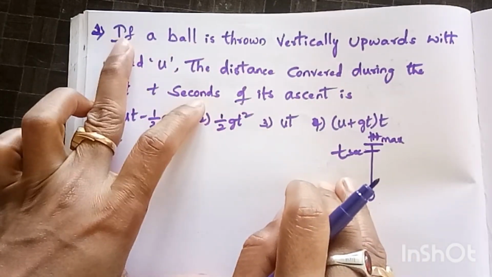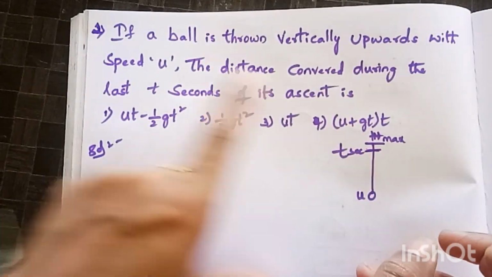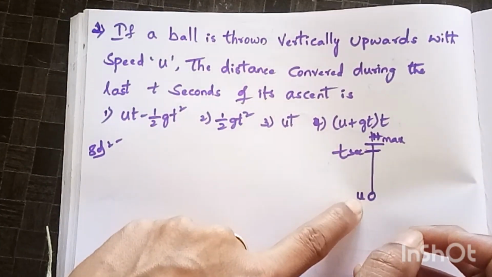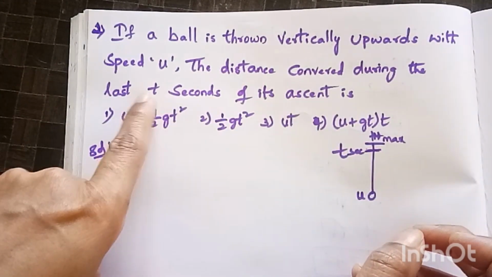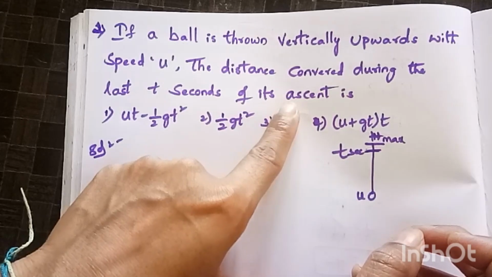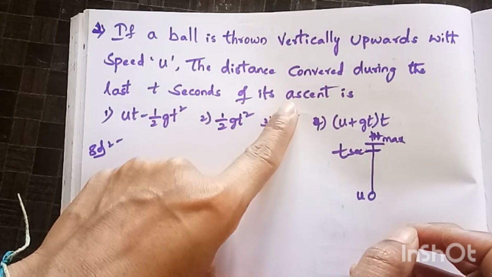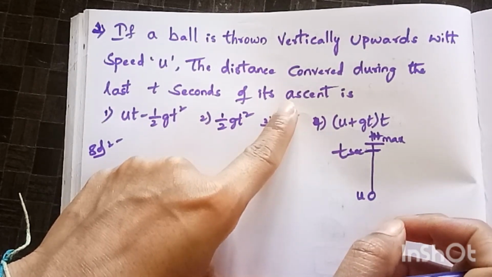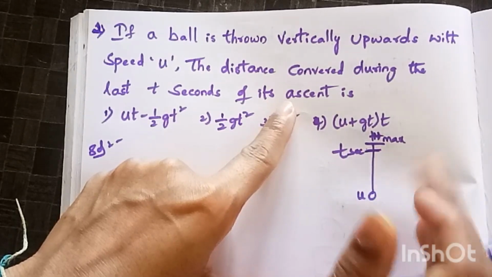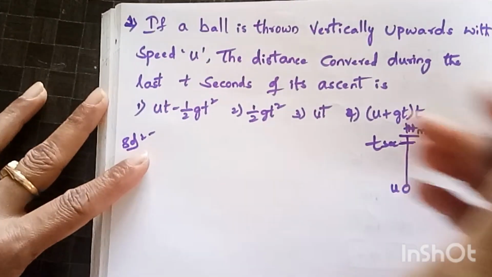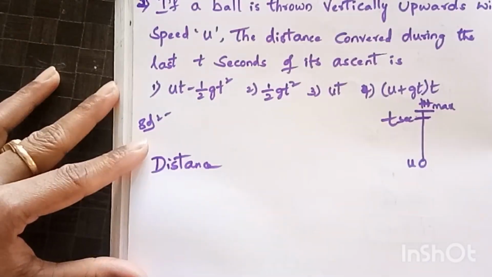So what they have given means, if a ball is thrown vertically up with speed u, they ask us to find the distance covered during the last t seconds of its ascent. As you all know, when an object is thrown vertically upward, that is the time of ascent. After reaching the maximum height, if the body falls freely, that is the time of descent. So we are going to find the distance traveled in the last t seconds.